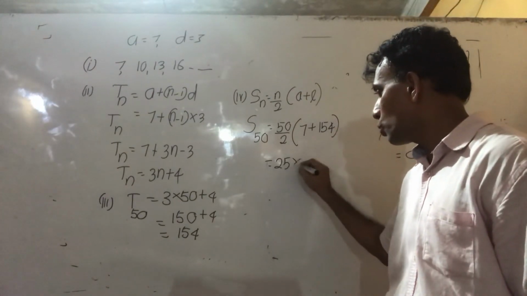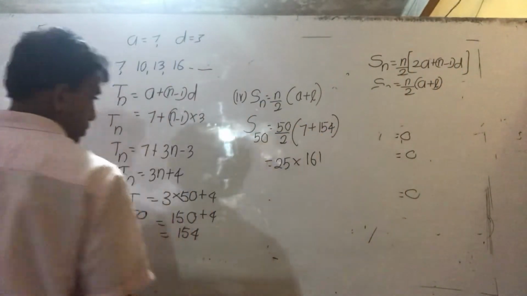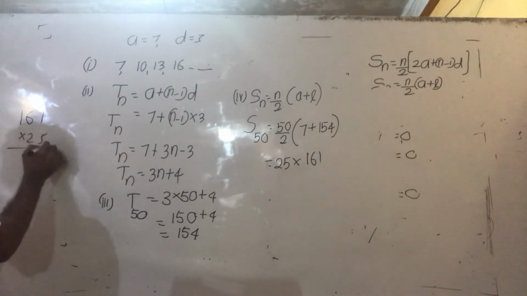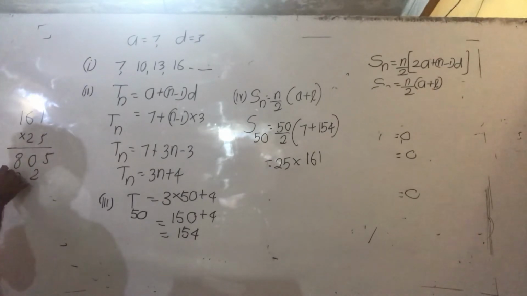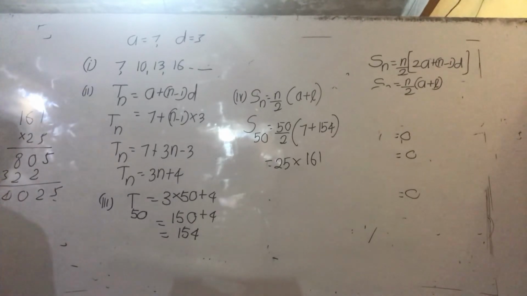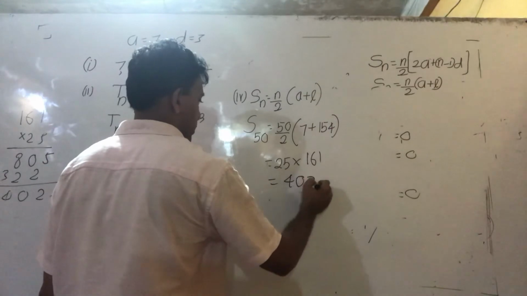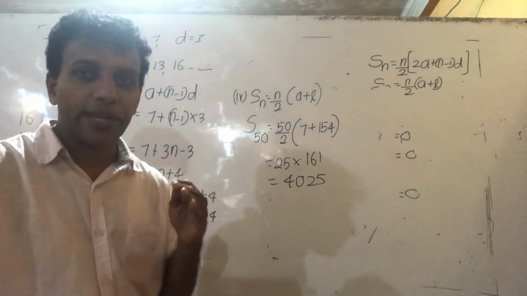So what is the answer? 25 into 161. Multiply and get it. Multiply by 25. Is it okay? Check with you. 4,025 is the fourth part answer. This is a traditional problem for any question paper.